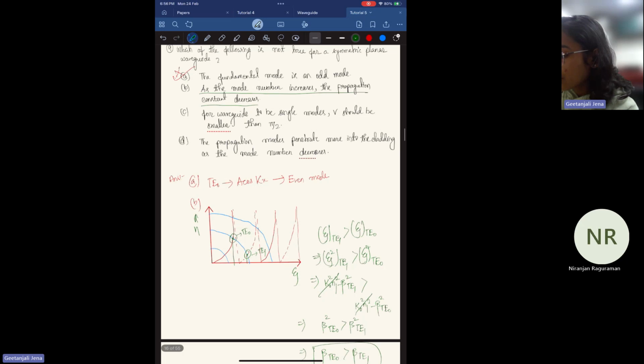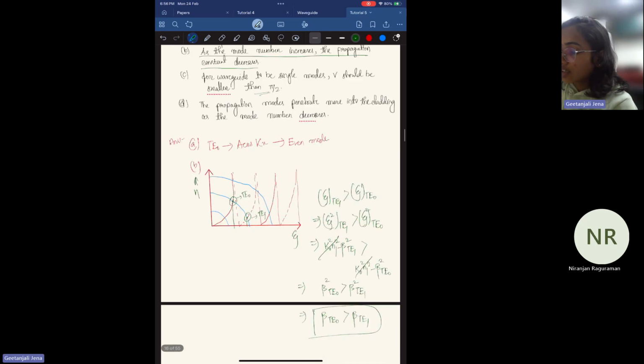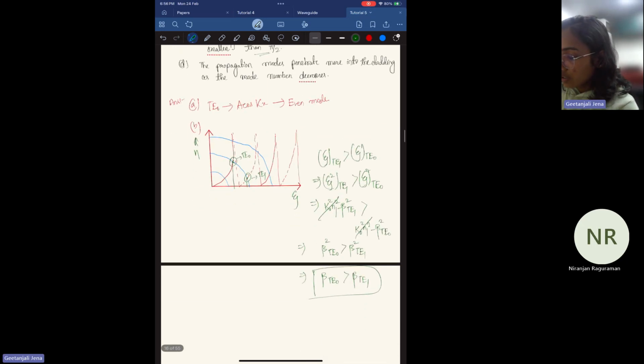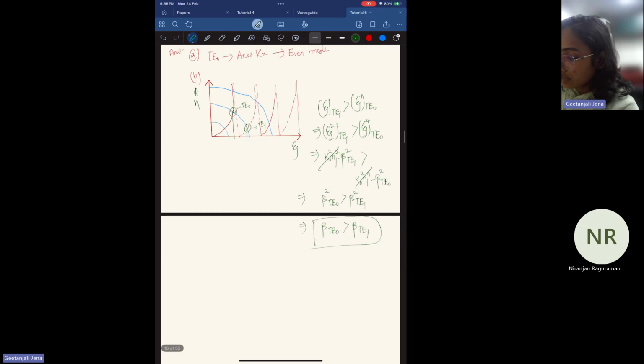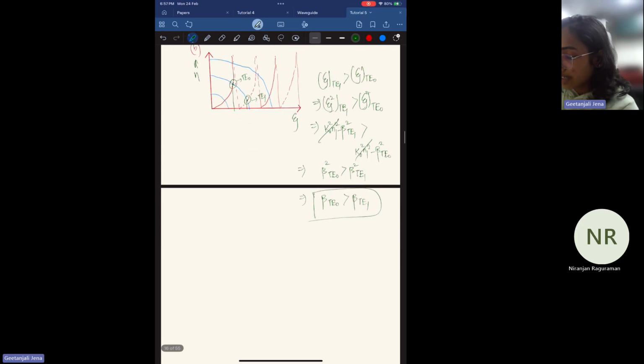So for the next part, for the waveguide to be single moded, V should be smaller than pi by 2, which we have seen. Next thing is option D: the propagation modes penetrate more into the cladding as the mode number decreases. So penetration into the cladding.